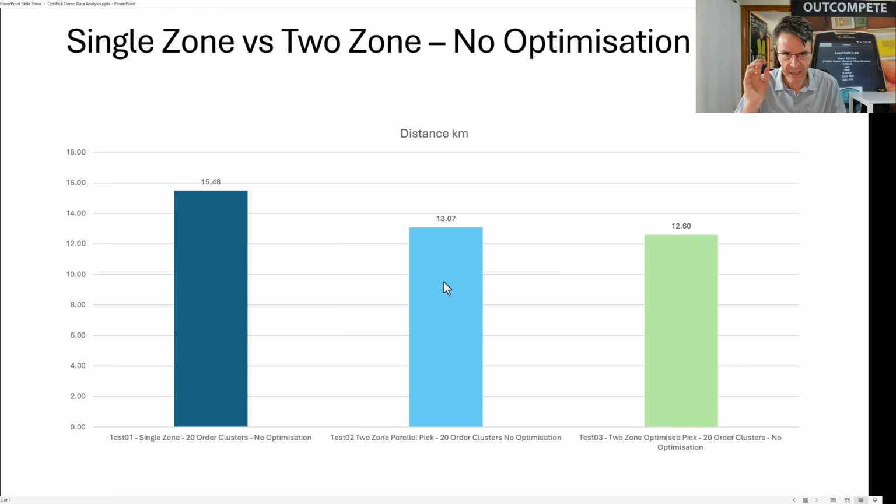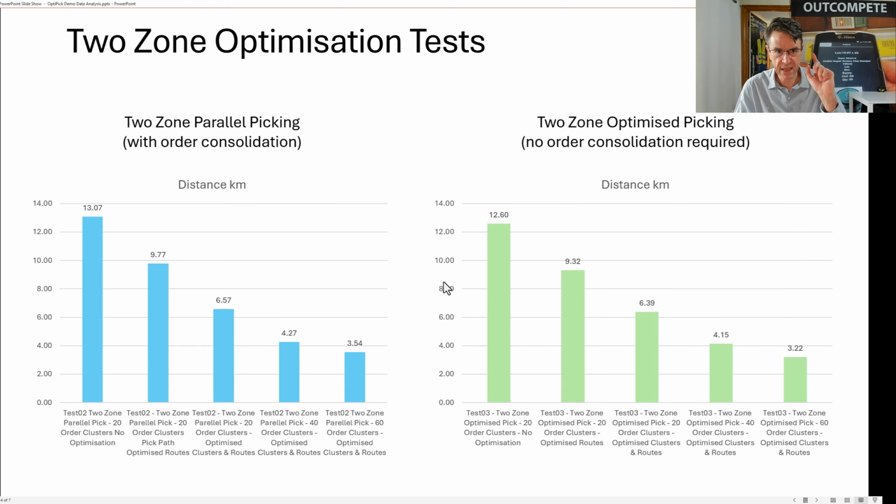So I can't stress enough, this is an indicative data set. We would have to actually see what would happen with your data, and we can run that analysis. If you're interested in OptiPick, we can absolutely run that analysis to see what benefits you would get in your warehouse. All right, next, 2-zone optimization test.